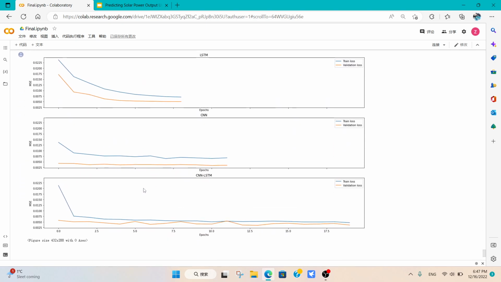And this is where we compared all the loss plots of the three models: this one for the LSTM, this for the CNN, and this for the CNN and LSTM combined. Thank you very much.